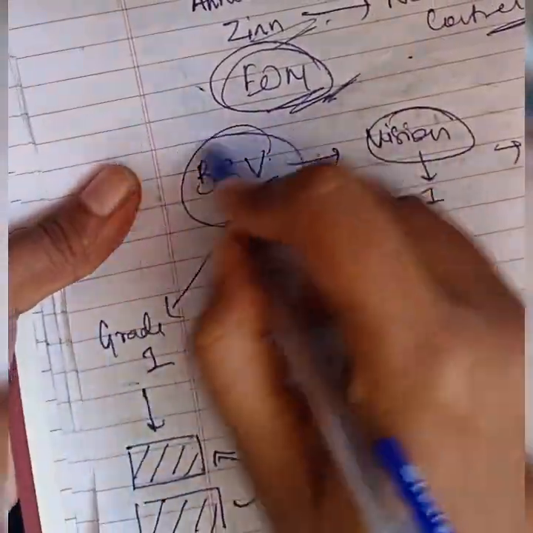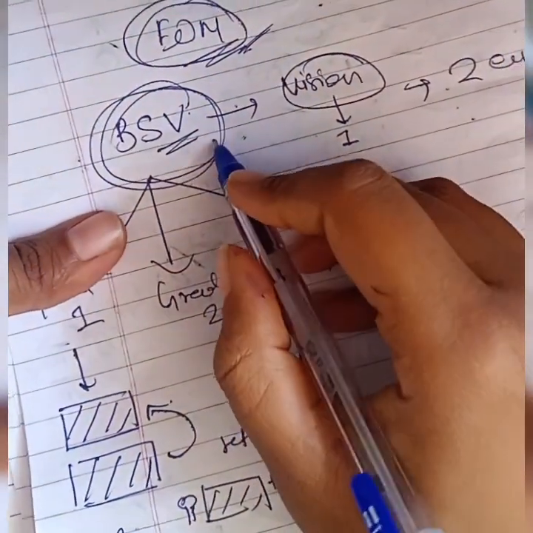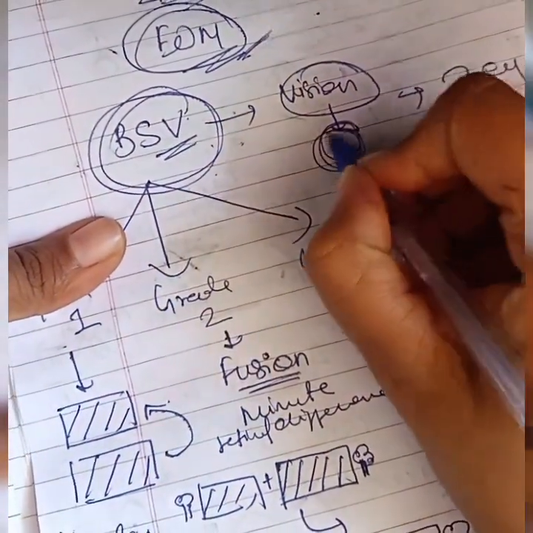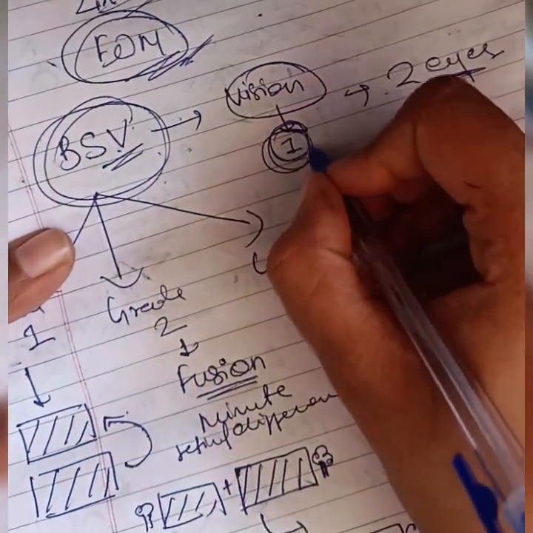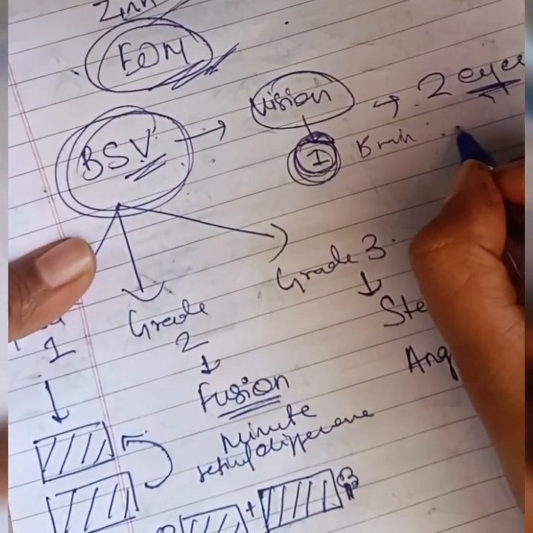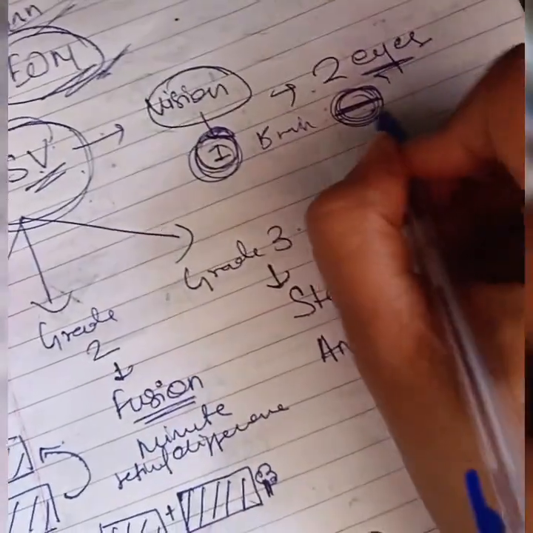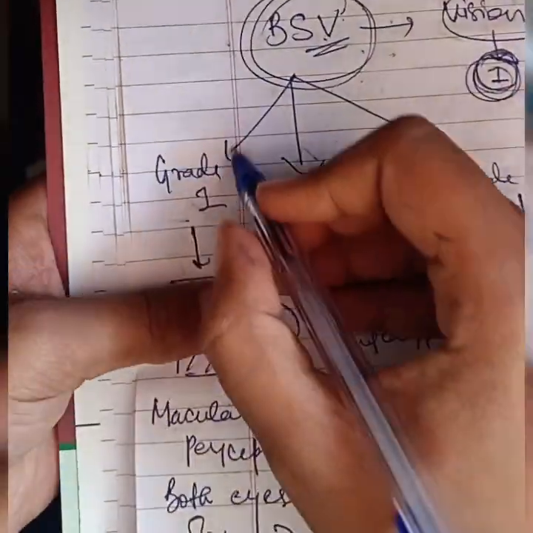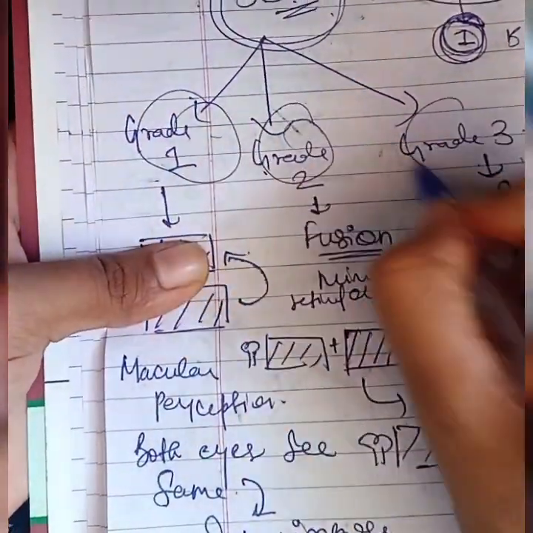Now we come to binocular single vision. Humans have binocular single vision, which means they have two eyes, but these two eyes give us only one vision, that is, together. This is done by our brain. So even though we form two images, we see one vision; we don't see two different visions from two different eyes. So binocular single vision can be classified into three grades, that is grade 1, grade 2, grade 3.